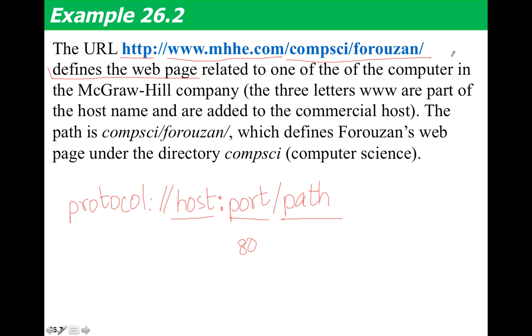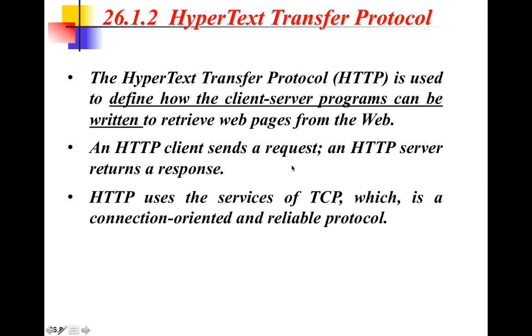So then Forozan in turn would have other entries in here, different web pages. So this directory structure is really like the way we have it arranged in our computers. It's just straightforward. So this was the example of how we define the URL.